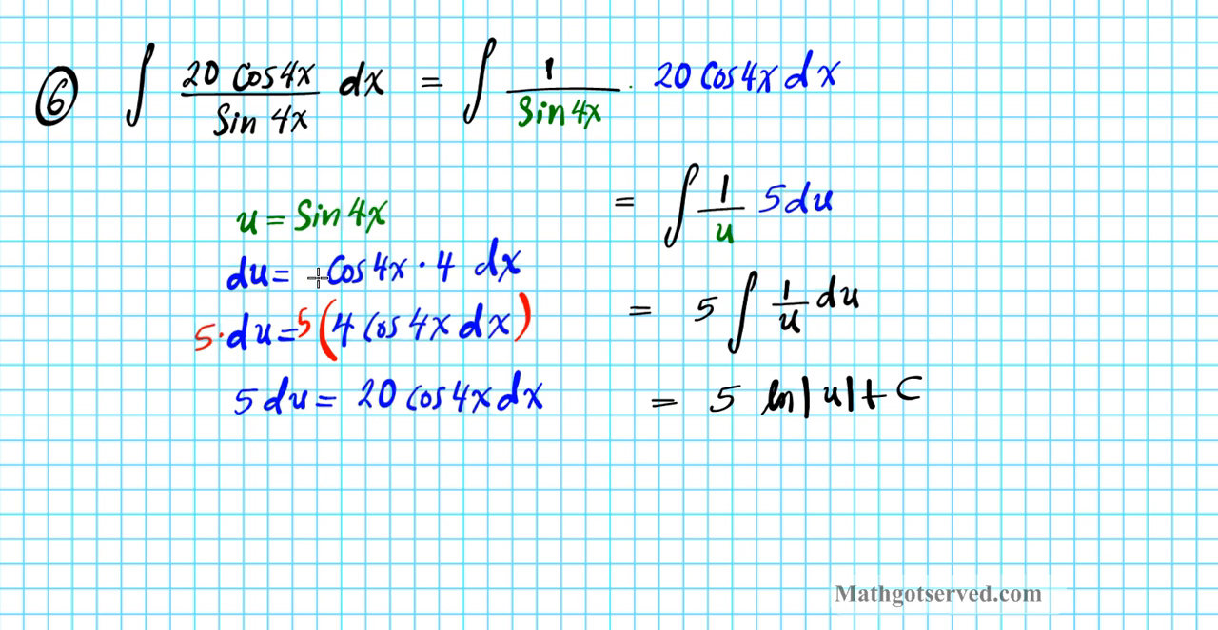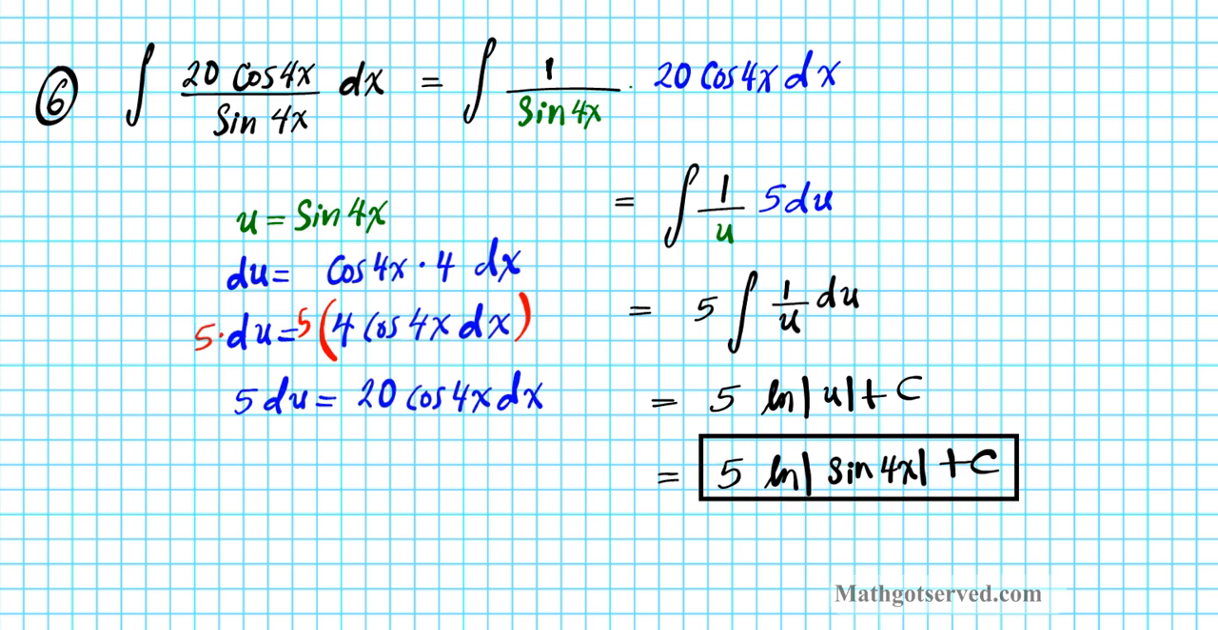So we know what u is, right? u is sine 4x. So our final answer will be 5 times the natural logarithm of the absolute value of sine 4x plus a constant c. And there goes your final result.